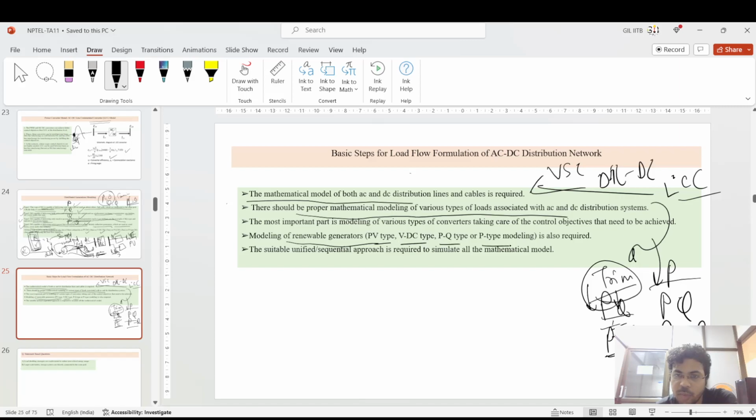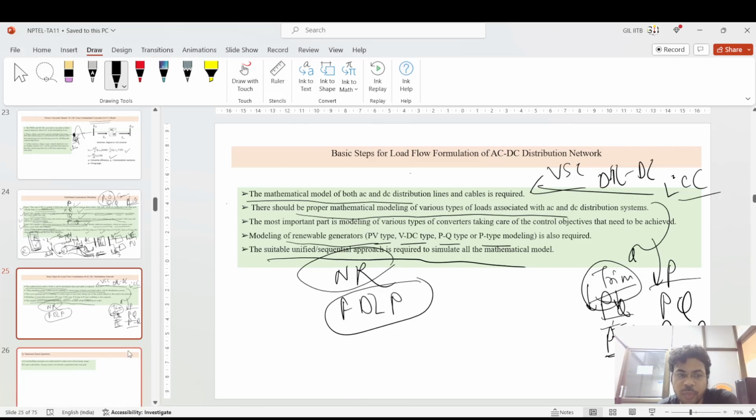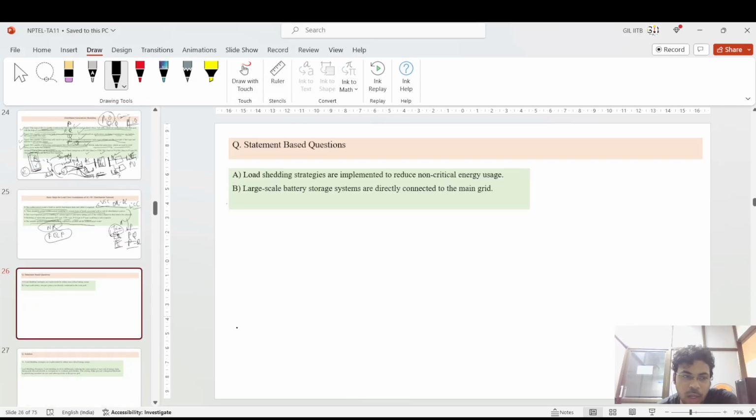And there is the modeling of the renewable generator, that is PV type, VDC, PQ or P type. Okay. And the last is a suitable sequential approach to simulate, because you can use the NR method or you can use the FDLF method. So based upon that, you have to iterate and come to one solution.